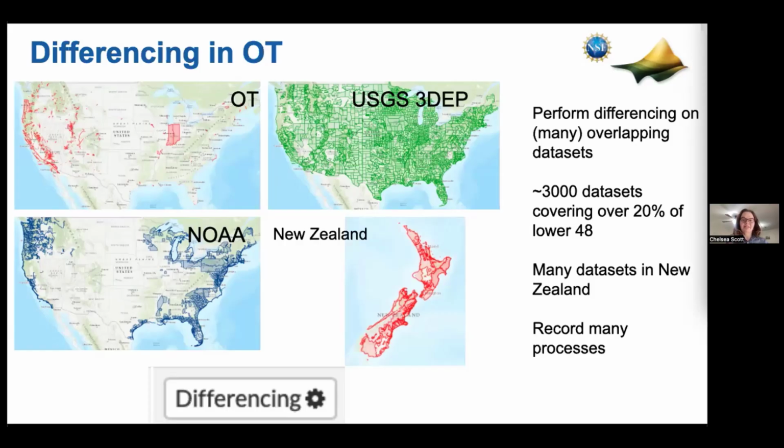There are also many examples of differencing in New Zealand. In total, in the US's lower 48, there are over 3,000 data sets that have topographic differencing implemented, and these collectively cover at least 20% of the US's lower 48. Again, there are many examples in New Zealand, and collectively, these overlapping data sets record many geologic and anthropogenic processes.